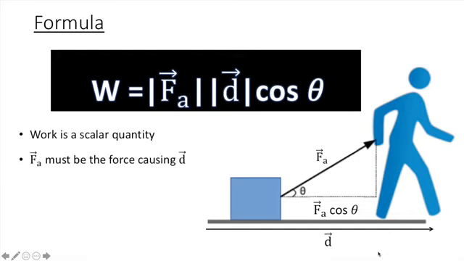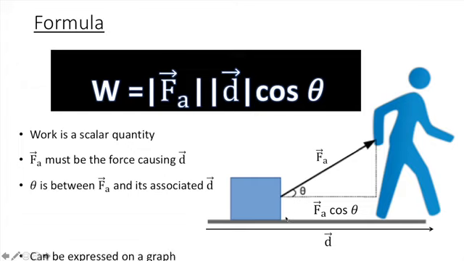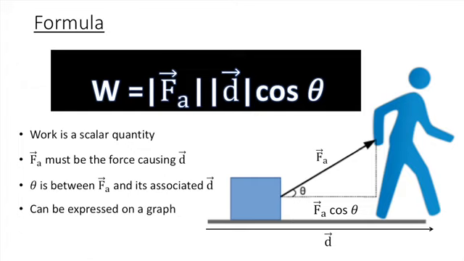The force that we use must always be what's causing the displacement in the equation. The theta is always measured between the force and its associated displacement. So if we look at the diagram on the right-hand side, we'll see that the theta is measured between the applied force and the displacement that it's causing. Lastly, work can be expressed on a graph, and I will show you how.